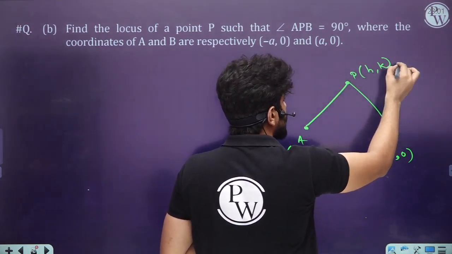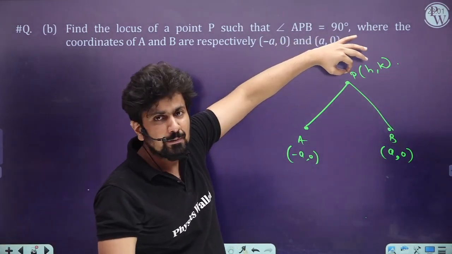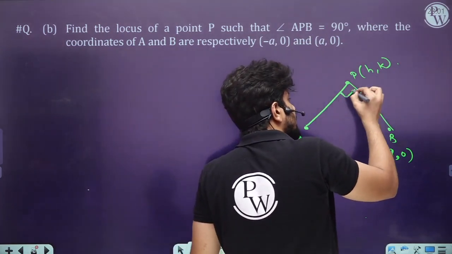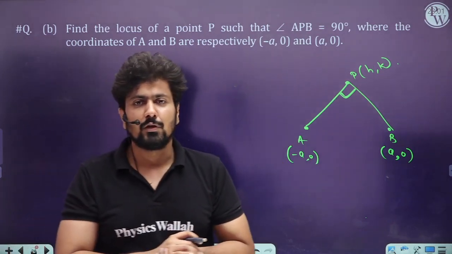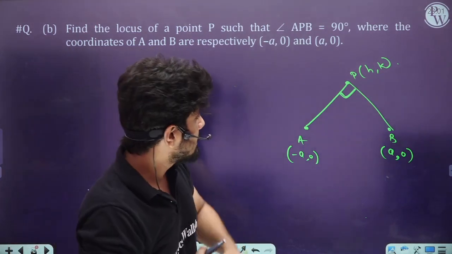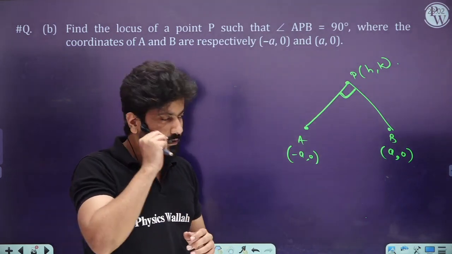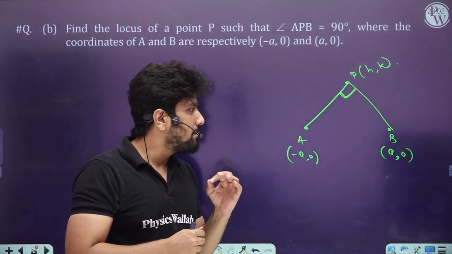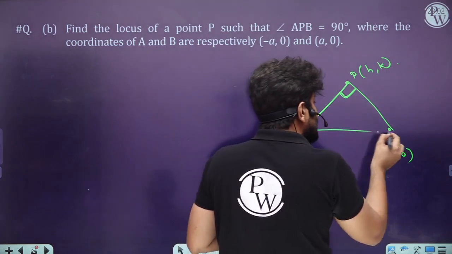Okay, let's call this (h, k). So we want to find the coordinate of point P such that angle APB, this angle, is 90 degrees. This is the condition they have given us. Now, what condition can we apply over here? So we can apply Pythagoras theorem, right? That this is a right angle triangle.